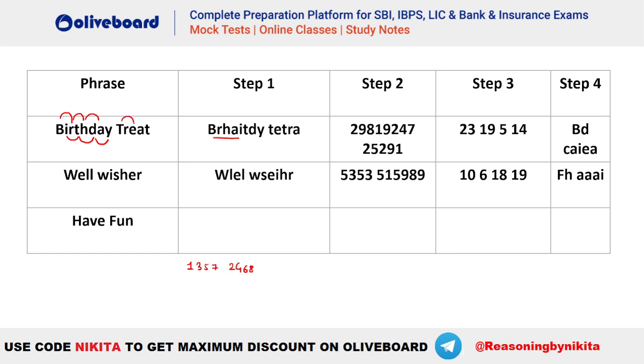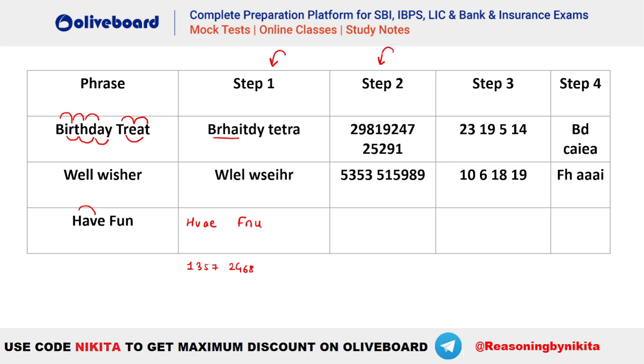Similarly, here also you can see TET, and then we have taken RA. So if you have to check for HAVE FUN, you will have your HV and then your AE, and similarly you will have your FN and then you have your U. Okay, so that is going to be step number 1.